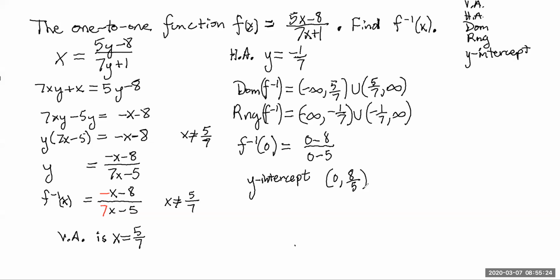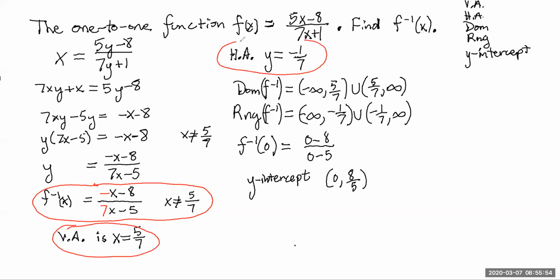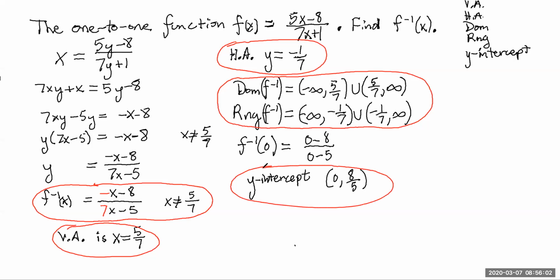There we go. We got a lot of things here. Let's circle those items that we stated earlier. Here's the vertical asymptote. Here's the inverse function. It'll be better if I actually circle this part as well. We have a horizontal asymptote. We have the domain. We have the range of the inverse function. And then we have the y-intercept. There we go.